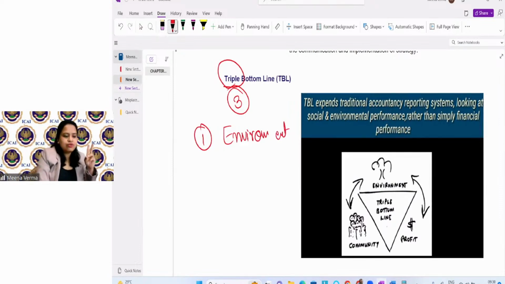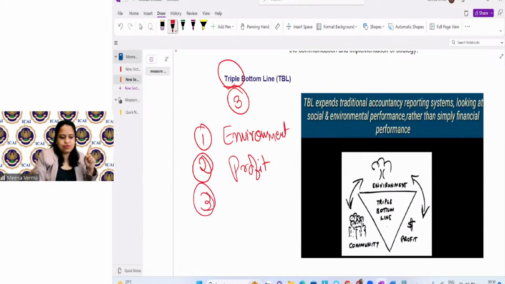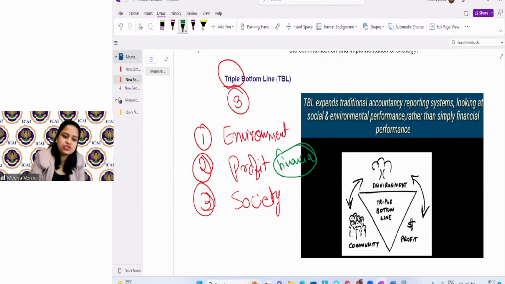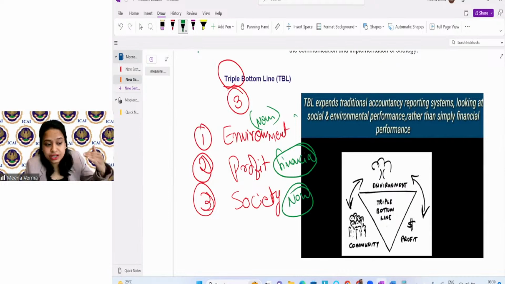Right, we are focusing on environment. Second, we are focusing on profit. And the third thing on which we are focusing is society, community. So every organization, see here we are considering both. This is a financial goal. Right? This is a financial goal. Environment is a non-financial goal, and society is also a non-financial goal. So the company here, in triple bottom line, is focusing on both financial as well as non-financial goals.